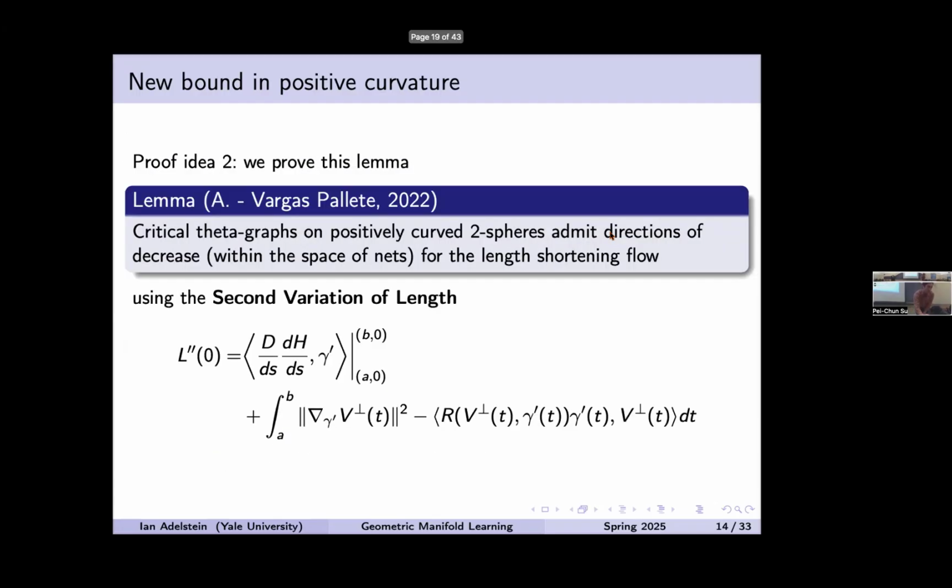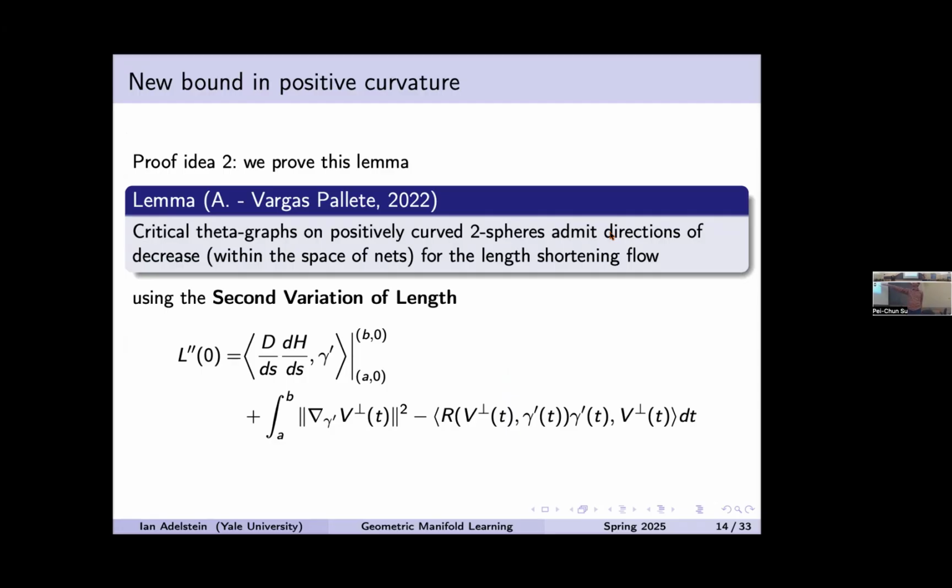Okay. So we prove this lemma, which says that these critical or stationary theta graphs on positively curved two spheres always admit a direction of decrease within the space of nets for the length shortening flow. Like I showed you, from this stationary point, I can demonstrate a direction of decrease.